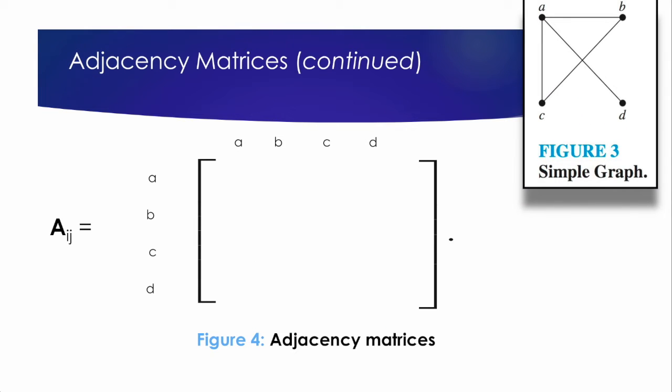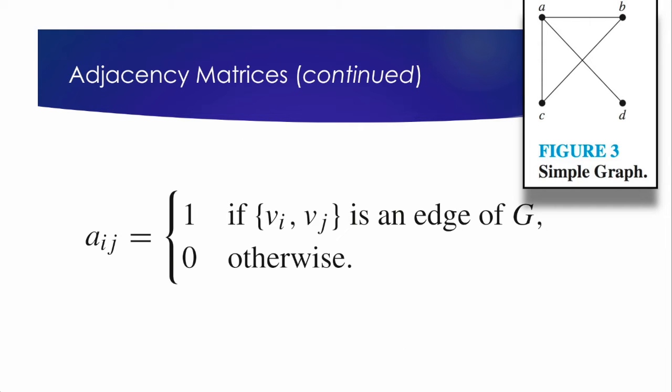In an adjacency matrix, we think of the rows as well as the columns of the matrix as being labeled by the vertices. So we have A, B, C, and D as rows, and A, B, C, and D as columns, as you can see in figure 4. Let us call our adjacency matrix A. By the definition of the adjacency matrix, an entry in row I, column J, will be equal to either 1 or 0. It will be equal to 1 if I and J form an edge, and 0 otherwise.